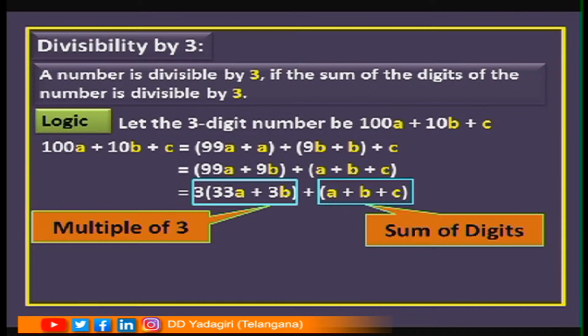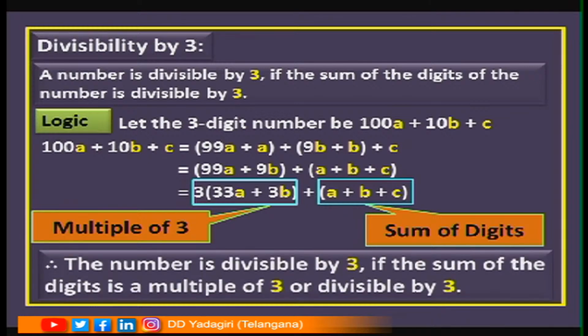Now, if A plus B plus C is a multiple of 3, or if this A plus B plus C is divisible by 3, then I can say that the given number is divisible by 3. So, hence I can conclude that a number is divisible by 3 only if the sum of the digits is a multiple or divisible by 3, okay, children.